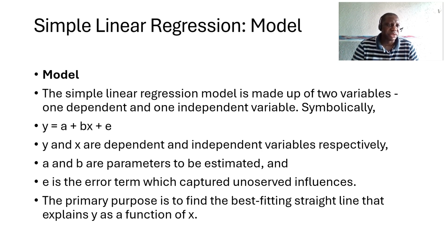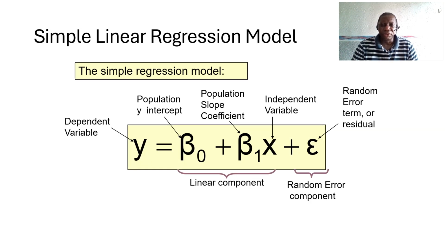Since we already have y and x from our observed real-life data, e is the error term because there are so many factors that your representation has not captured. So error captures the unobserved influences, and it captures all your errors, including measurement errors. And the simplest form of model that you can fit is the linear function. And the primary purpose is to find the best fitting straight line that explains the relationship between your y and x. So this is what simple linear regression model is all about.